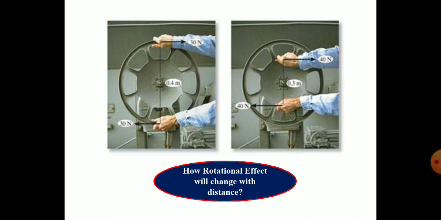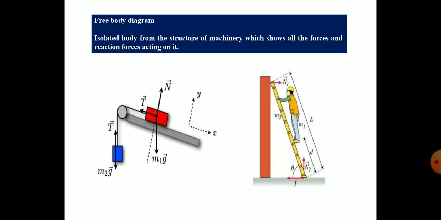During the rotational effect, there will be a change in distance, and this diagram clearly shows it. The first one shows a 30 Newton couple force acting at a distance of 0.4 meter. The second one is a 40 Newton force acting as a couple at a distance of 0.3 meter. So this clearly shows that the rotational effect changes with the distance.